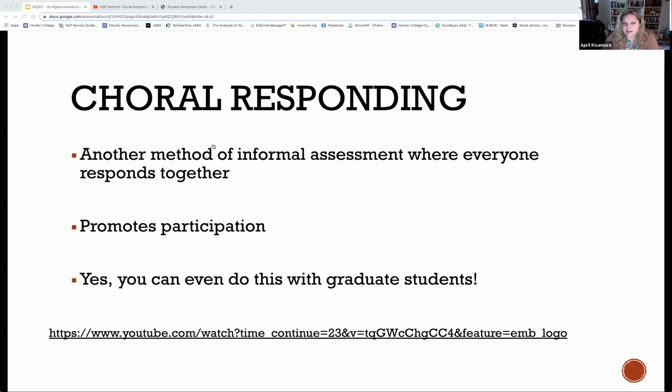Choral responding is something we often equate with elementary school instruction, so you have your kids say everything together all at once. But believe it or not, this is something that you can use with college students too. It's another tactic that you can use to promote participation, and it allows all students, regardless of generation, to feel and learn and feel like they're connected to the class as a whole.